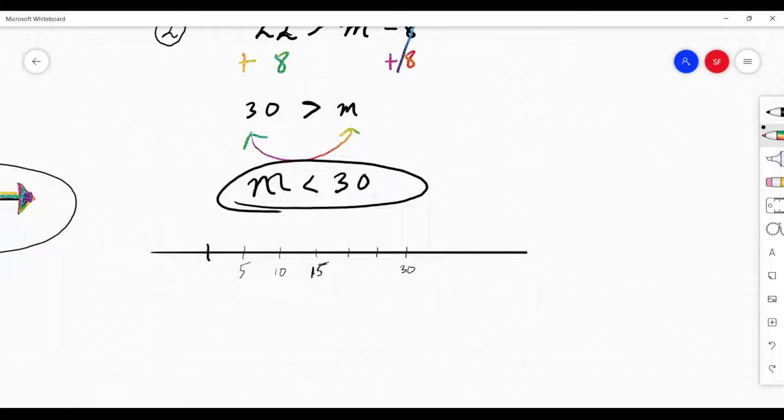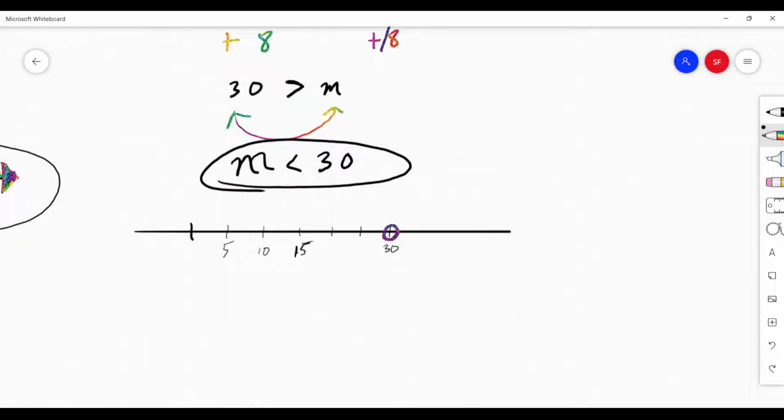Now, we're going to put an open circle instead of a closed circle. Because if we put 30 in here, it's false. Excuse me. Right? So we can't include 30. So our graph is not including 30. This time, which direction are we going to shade? To the right or to the left? Left. We shade to the left because m is less than 30. It's an open circle because it's not equal to. That's right.